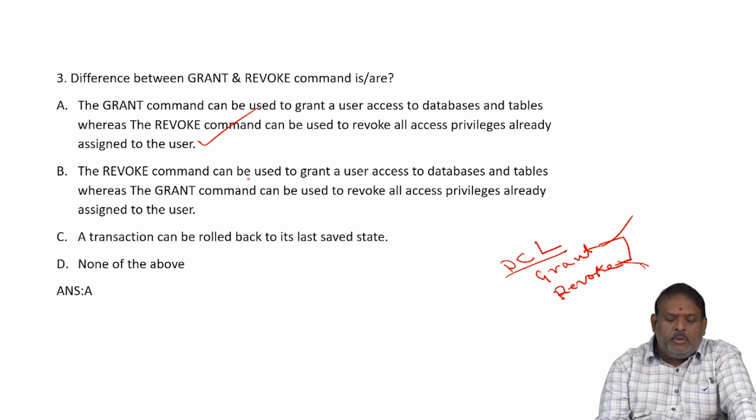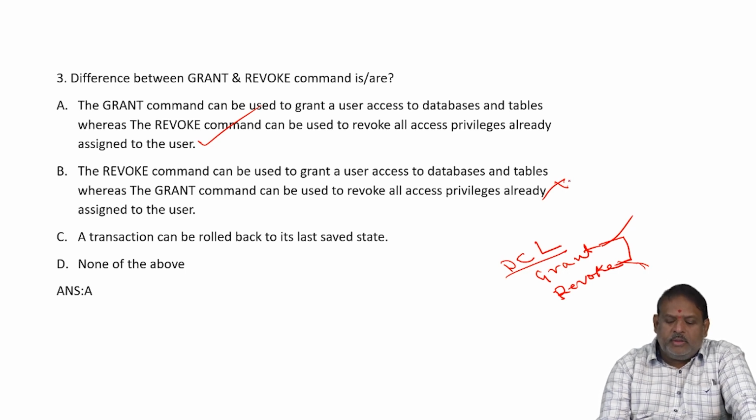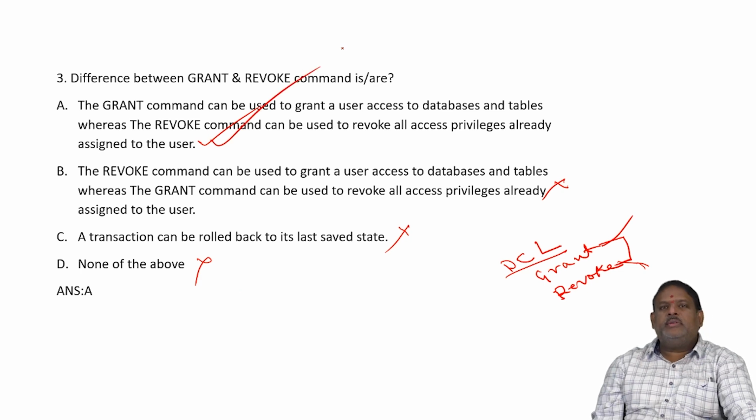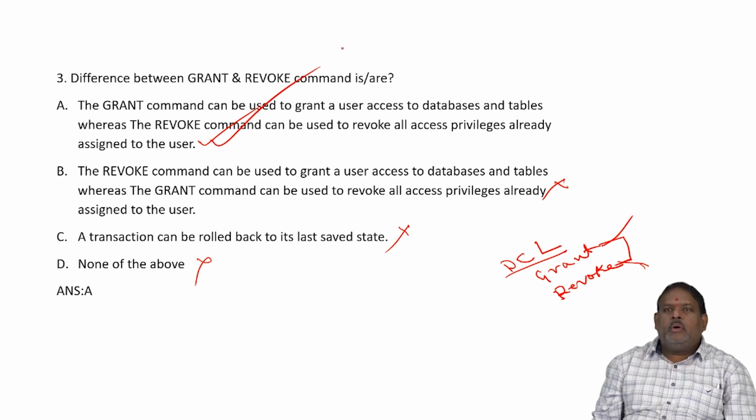Revoke command can be used to grant a user access to database and table. This is exactly opposite to the earlier statement, so this is wrong. Grant is not to revoke, and revoke is not to grant. So this option is wrong. A transaction can be rolled back to its last save point. This is also wrong. So none of the above. So the answer is A.